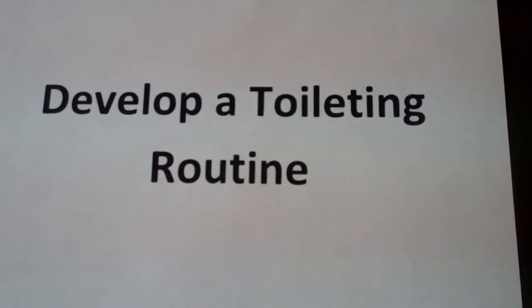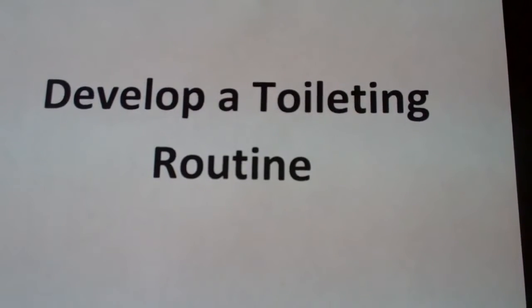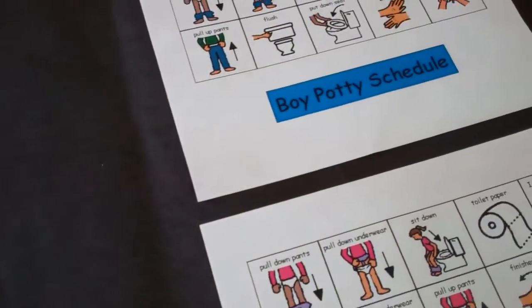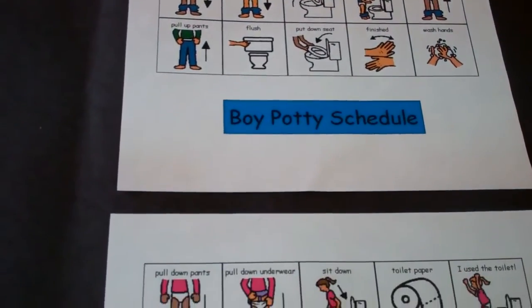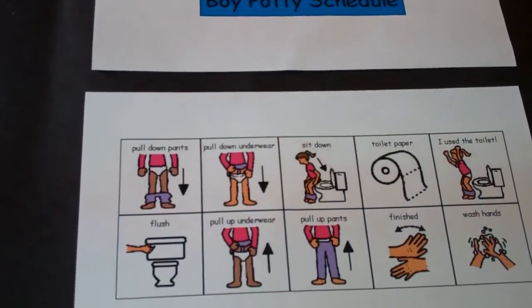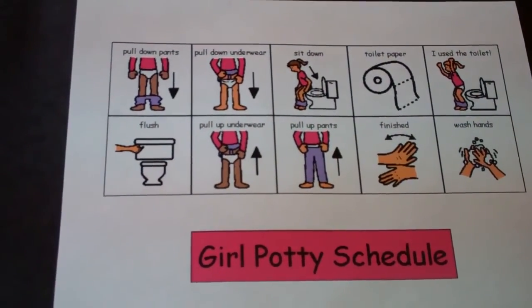Developing and teaching a toileting routine can help provide consistency and predictability for children. A visually supported toileting routine allows the child to know what to expect and what to do in the bathroom. A toileting routine consists of identified steps to follow when toileting.